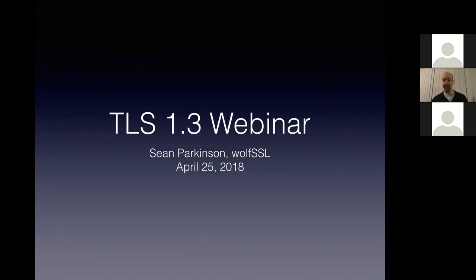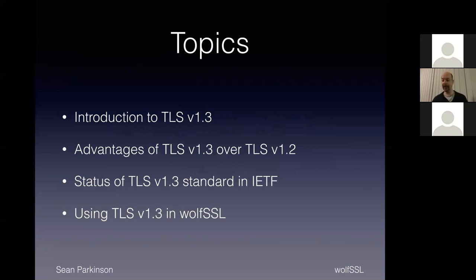I will first go into an introduction of TLS 1.3 and some of the new features. Then I'll be talking about the advantages of TLS 1.3 over 1.2, the performance and security features that make it attractive. After that, I'll discuss the status of the draft standard. After many years of development, where is it at? Are we there yet? Finally, I'll tell you how to use TLS 1.3 with wolfSSL, discussing a few of the APIs for the new features as well.